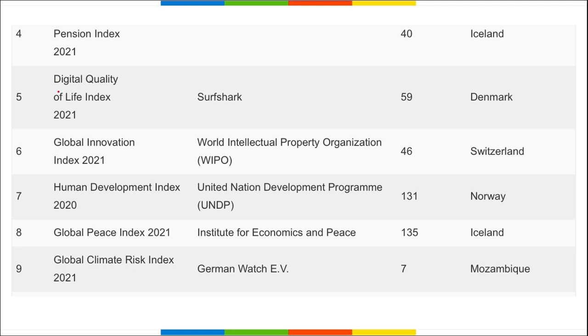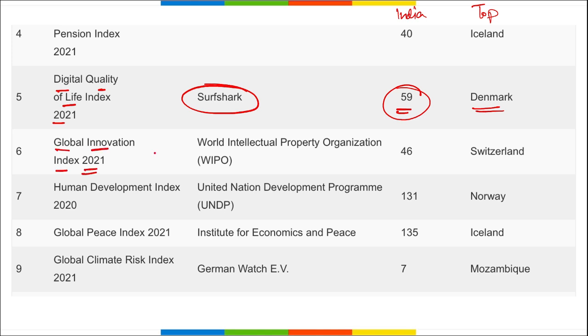Next is your Digital Quality of Life Index. This is released by Surfshark. The rank of India here is 59 in the Digital Quality of Life Index. This was topped by Denmark. Then is the Global Innovation Index for 2021. This was released by WIPO, that is your World Intellectual Property Organization. The rank of India in the Global Innovation Index is 46. This index was topped by Switzerland.